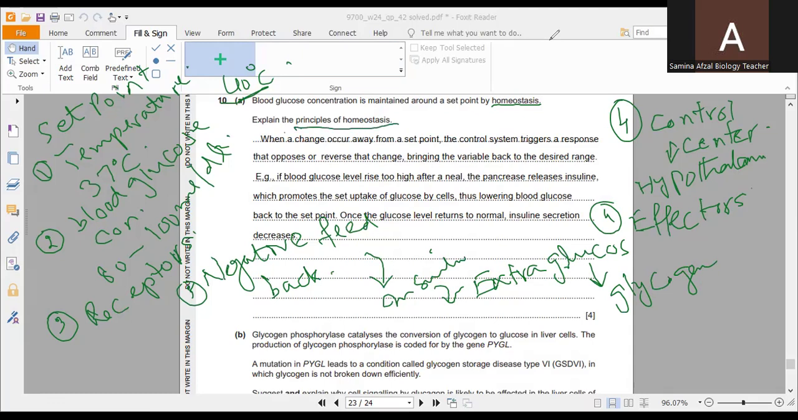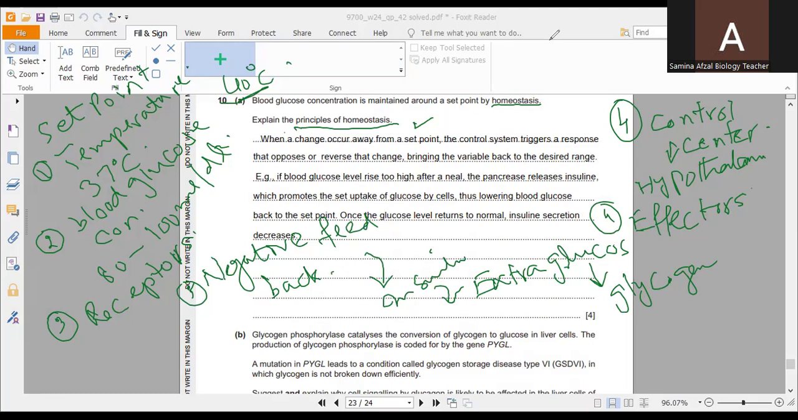So when a change occurs away from a set point, already explained what is set point, a maintained condition in the body, the control center triggers a response that opposes or reverses that change, bringing the variable back to the desired range. For example, for normal functioning of the body, it is very compulsory that the different variables should always be at the set point.